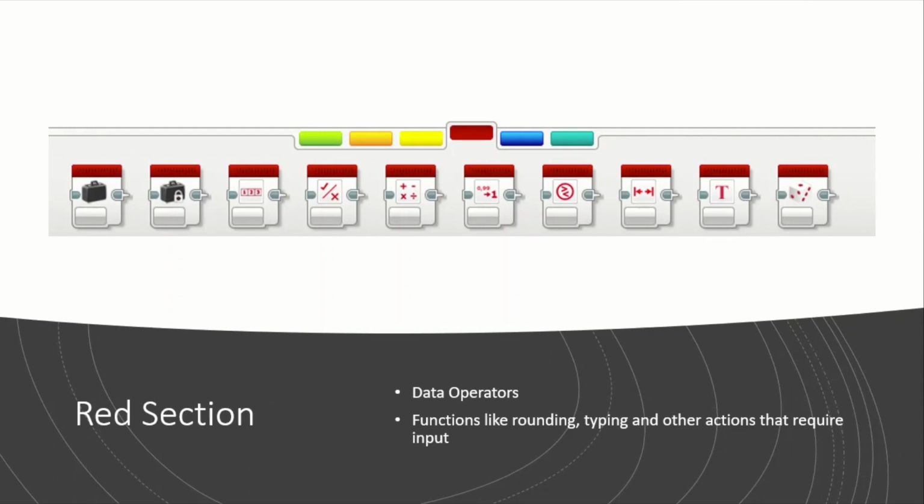As mentioned in the last slide, the red section holds the data operations. These are all the functions that require some sort of input, like math, variables, and others. Use these when you want to do something mid-code that relies on sensor data or external effect.